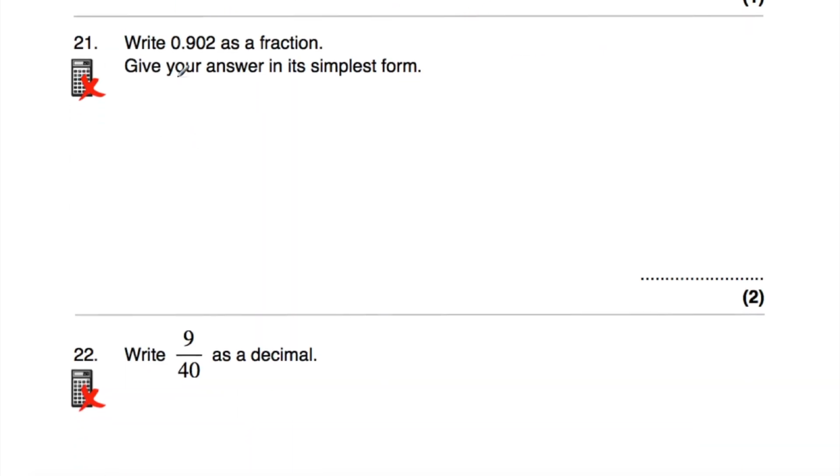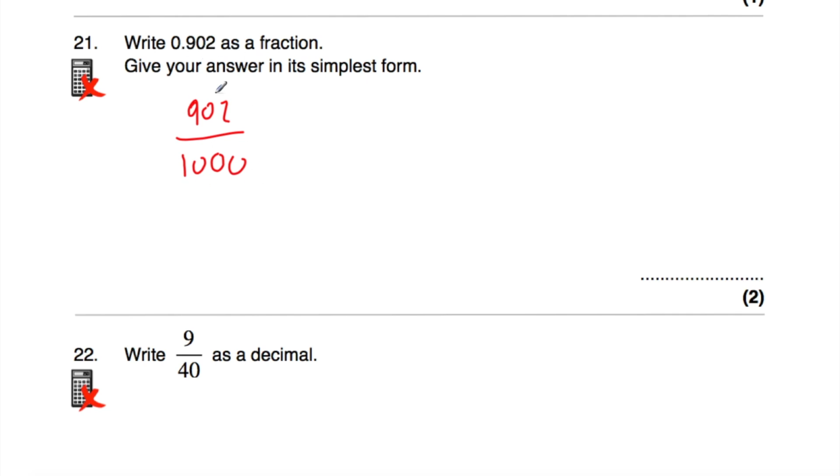Question number 21 says to write 0.902 as a fraction and to write our answer in its simplest form. So we need to write 0.902 as a fraction. Here we've got our tenths, then our hundredths, and then our thousandths. So this is 902 thousandths. Let's write that down. 902 thousandths, because we've got our tenths, our hundredths, and our thousandths. Or because it's got 3 decimal places, we'd have a 1 with 3 zeros on the denominator.